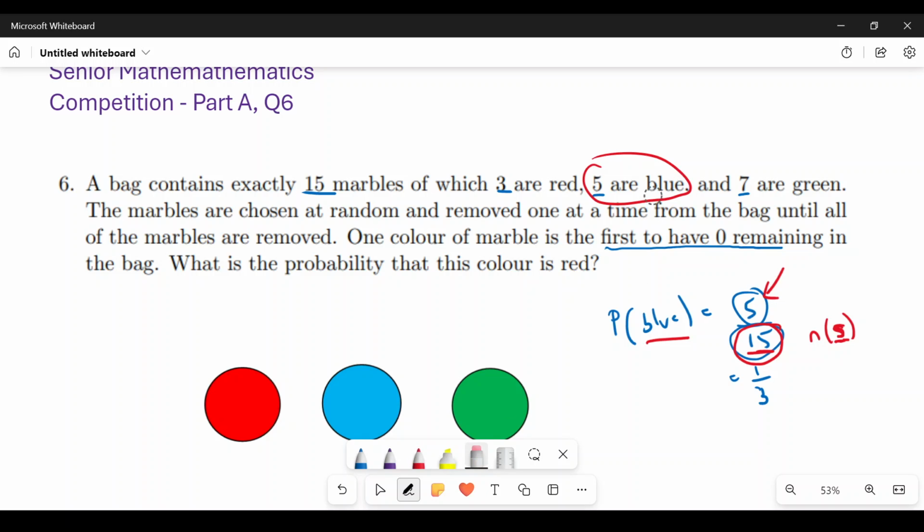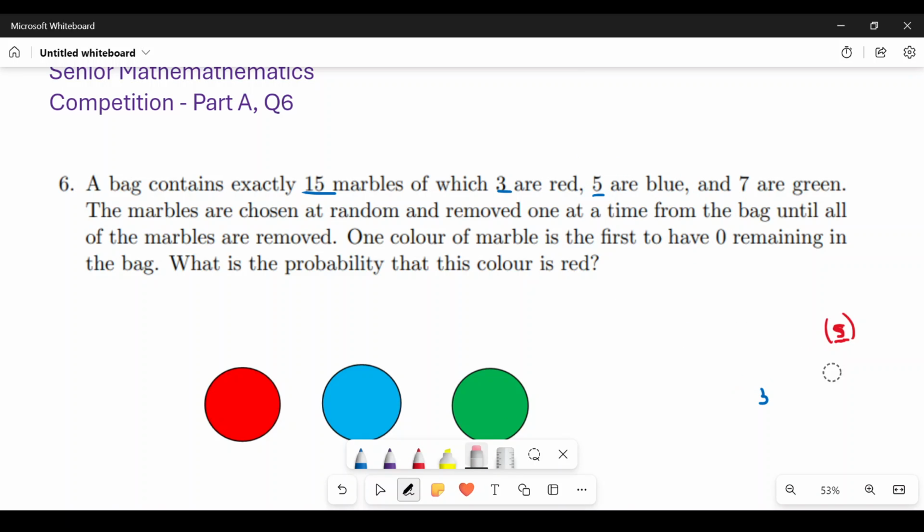The problem, of course, is that in this question, we're pulling a lot more than one marble. We're pulling 15 marbles from the bag. So ignoring the situation I want, which is that the red marble is the first one to be exhausted, let's start by counting the sample space. If I'm pulling 15 marbles out of a bag, how many different ways could that happen? You know, red, red, blue, blue, green, blue, red, green, green, green, blue, blue, blue. There's a lot, right?